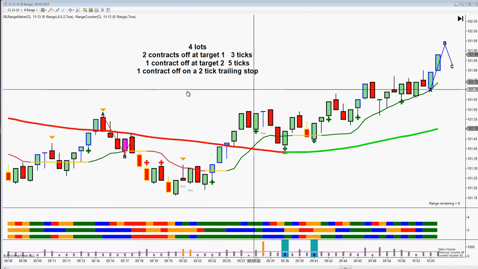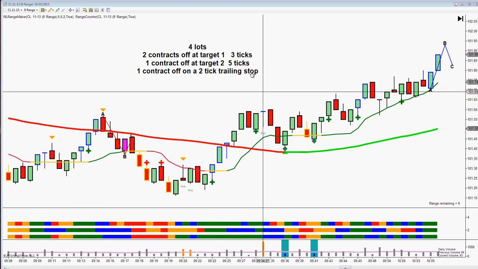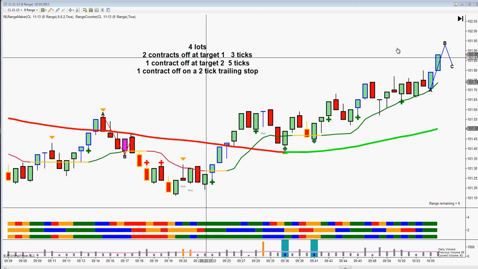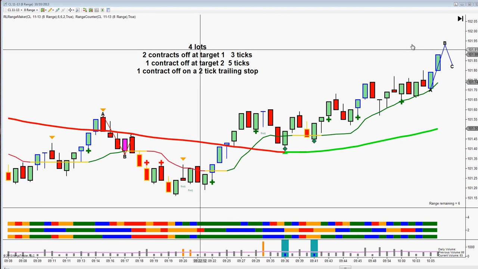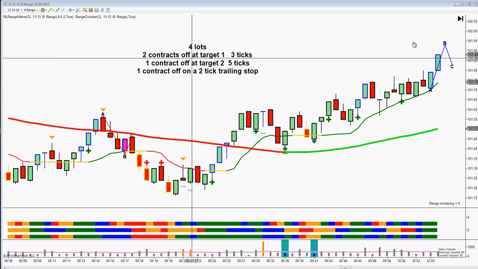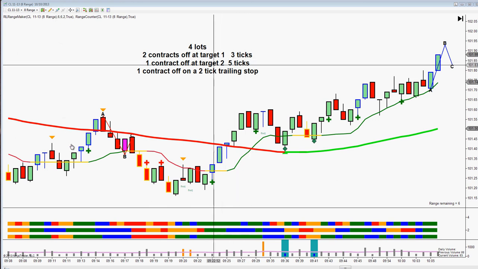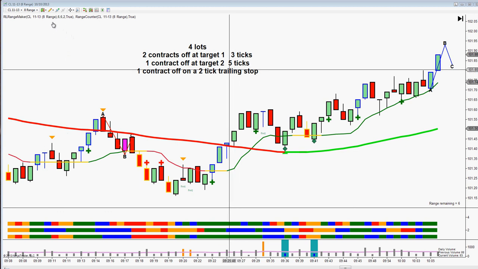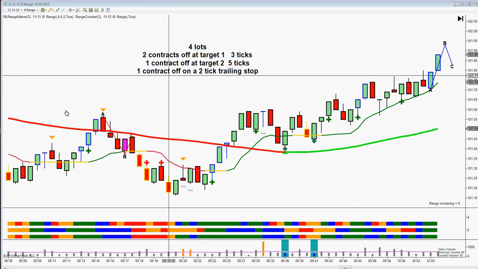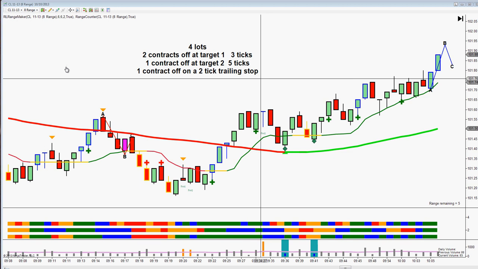Now, if you're not trading momentum markets, you're trading rotational markets like the ES, like treasury notes or bonds. Again, I recommend 4 lots. Here you're going to take 2 contracts off at target 1, which is 3 ticks. A contract off at target 2, which is 5 ticks. And then you're going to take your last contract off on a 2-tick trailing stop.